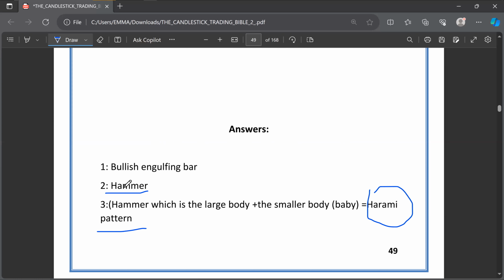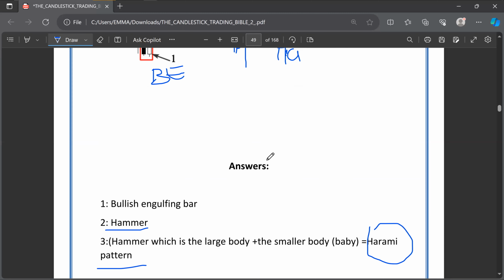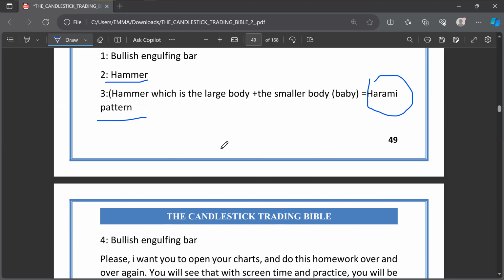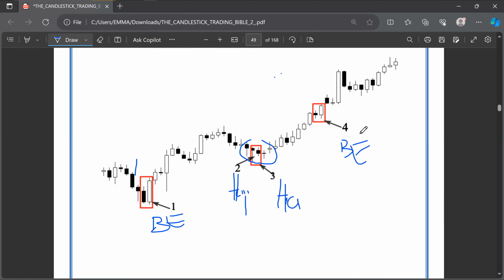That is it. I know most of us are going to get the third one wrong, but no problem. Now that I've explained, I think you have the idea of what it is. If you don't know what the harami type is, I think you have to go back and read or watch that video. Then I think you'll be good to go. That's very simple. And the fourth one is actually the bullish engulfing. So that is it.